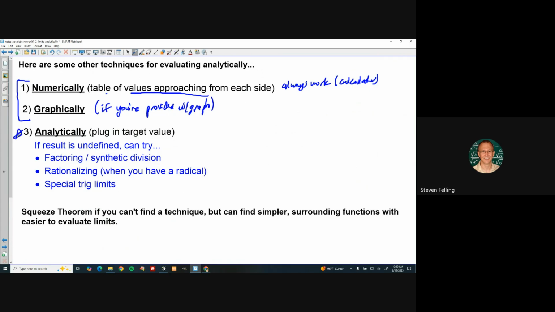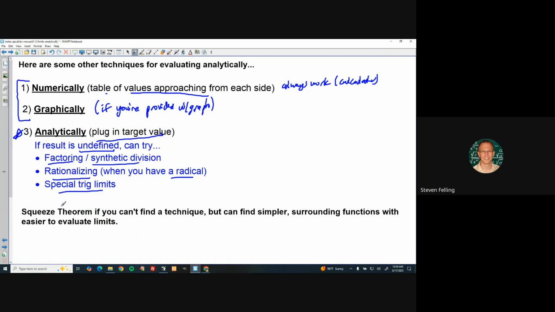This is our main method when we have an analytical approach to functions that are written out in expressions. Try plugging in the target value. If the result is undefined, then you can try various ways to simplify. You can try factoring or synthetic division. If you can get something that is algebraically equivalent, you can plug in the target value to that to find the value. If you have a radical, try rationalizing with the conjugate. And then you can also try these special trig limits.